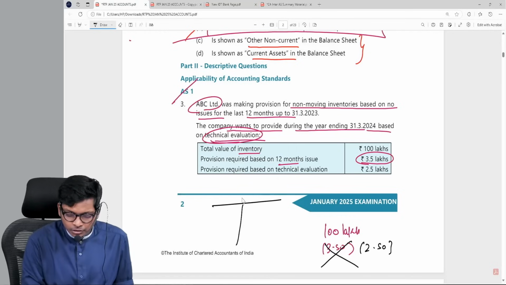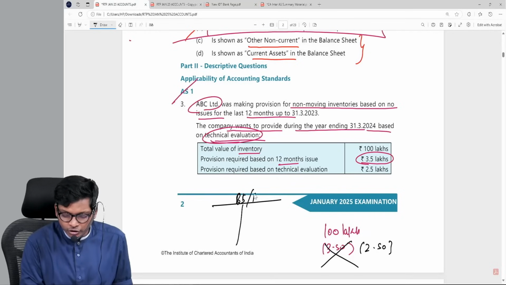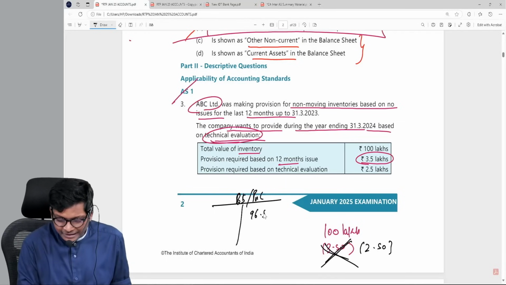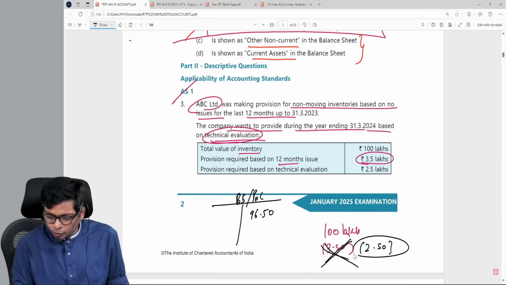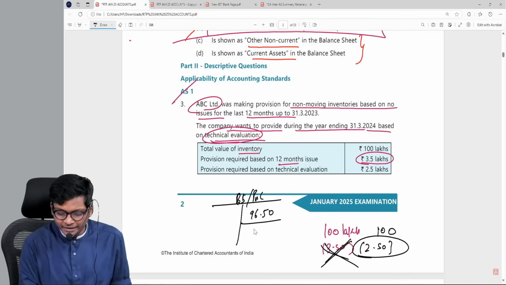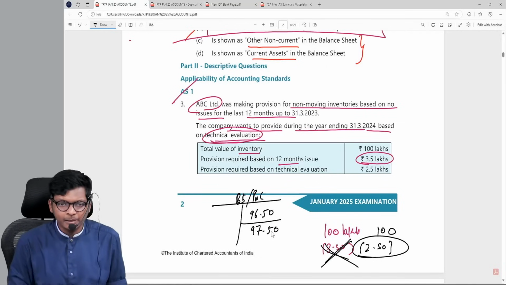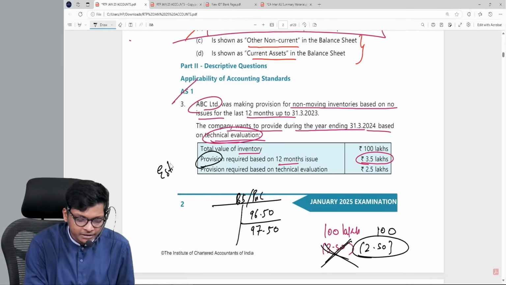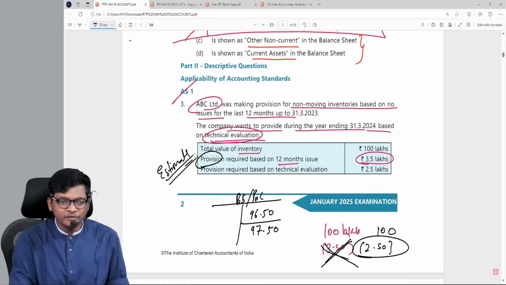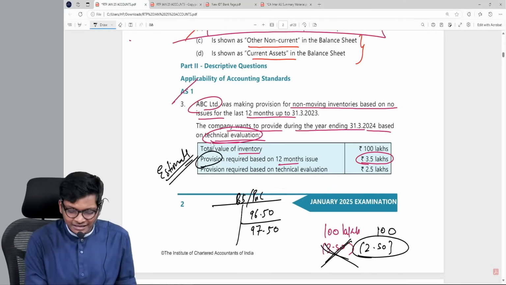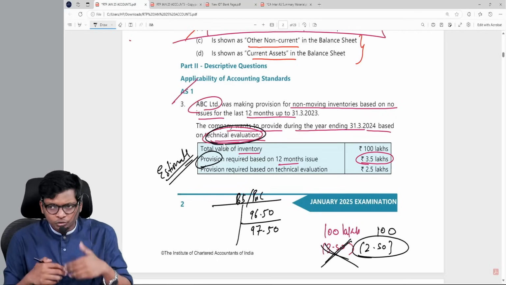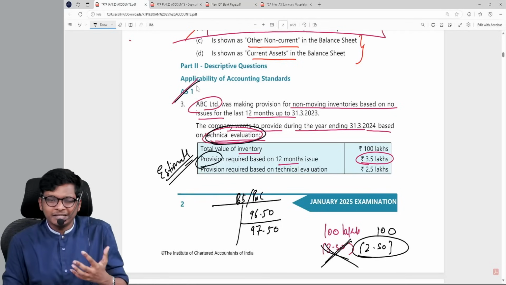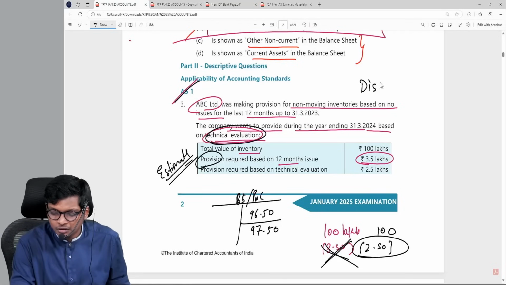That means the closing stock in balance sheet or in your trading in P&L account, if it was 3.5, my closing stock would have been 96.5. But if it is 2.5, 100 minus 2.5, my closing stock will be 97.5. Can I make this change? Yes. Provision is an estimate, based on new information or new methods. I will keep changing. Technical evaluation sounds better, so I will change. What is AS1 saying? If you change this method, it is okay. All you have to do is disclose.